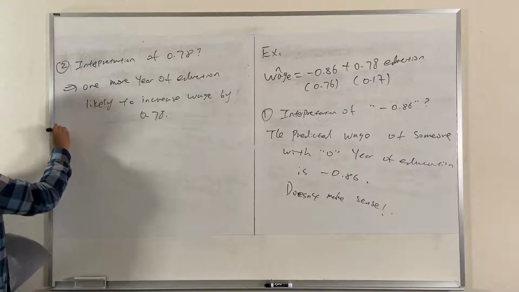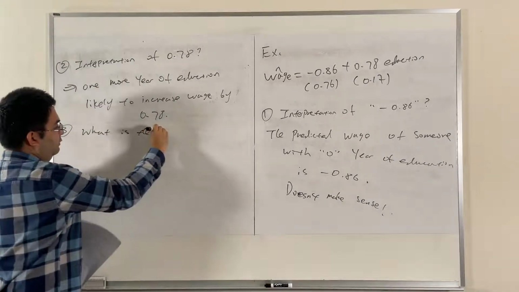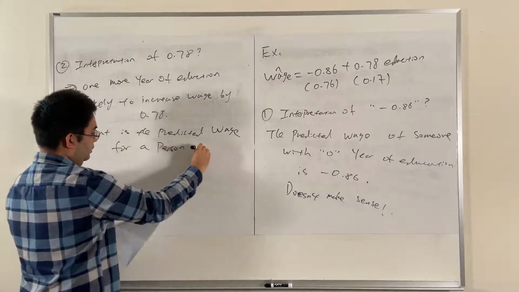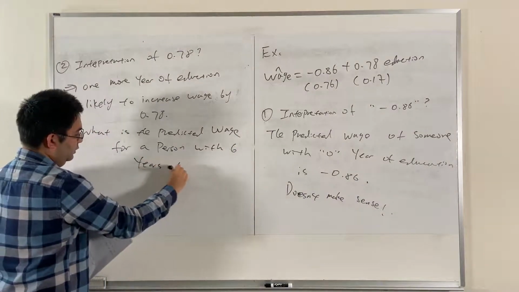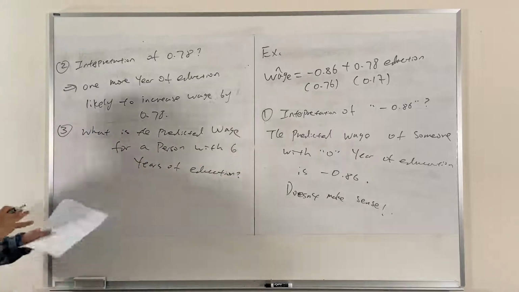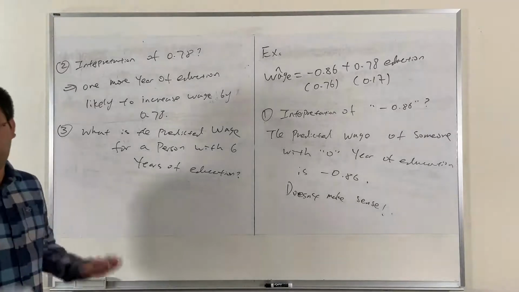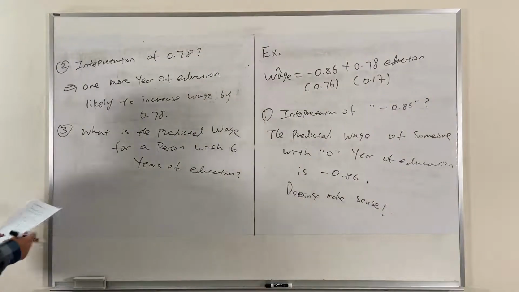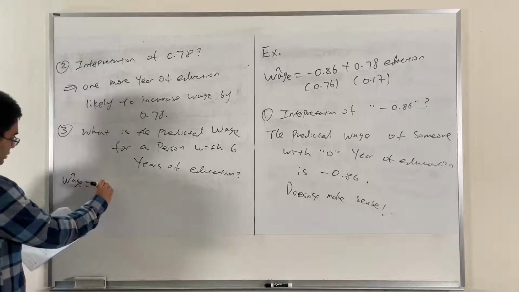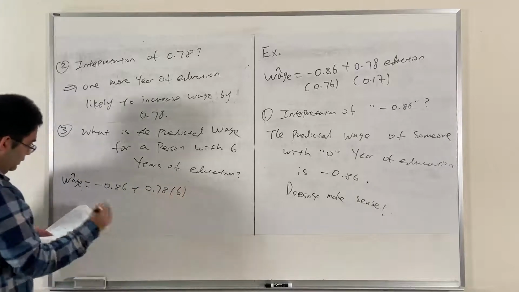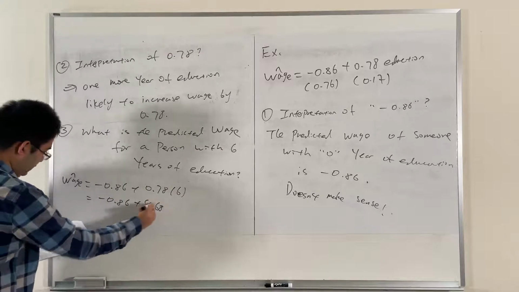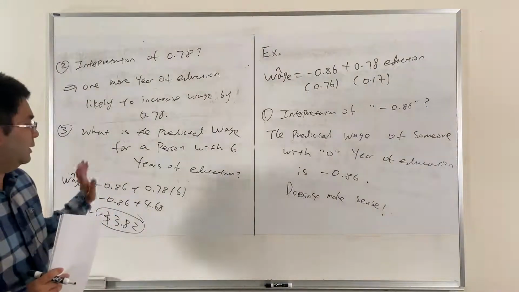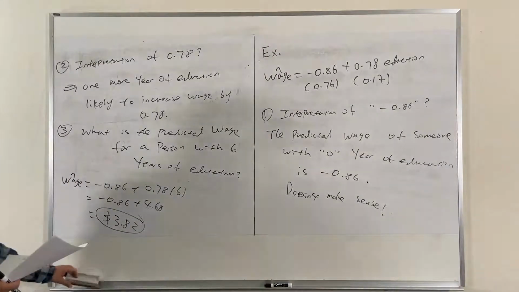Okay, so number 3, what is the predicted wage for a person with 6 years of education? This one is a prediction question. If you plug in 6 here, you get its predicted value. So basically, just plug in 6 in the equation. Wage equals minus 0.86 plus 0.78 times 6. This equals minus 0.86 plus 4.68, which equals 3.82. So this is the predicted value. This is a prediction question that I think is very likely to show up on the test.